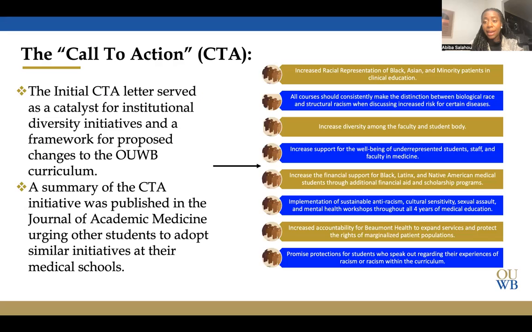So this is a bit more background on the CTA. The CTA ended up being much bigger than we ever imagined. The initial CTA sparked a lot of discussion within the OUWB community regarding representation and diversity. In addition, the CTA was also published within the Journal of Academic Medicine as a way to share our work with other medical students and encourage students at other institutions to consider the ways in which they can improve diversity at their school. Here are the 8 core action items.